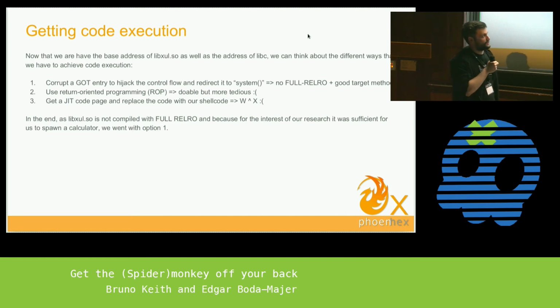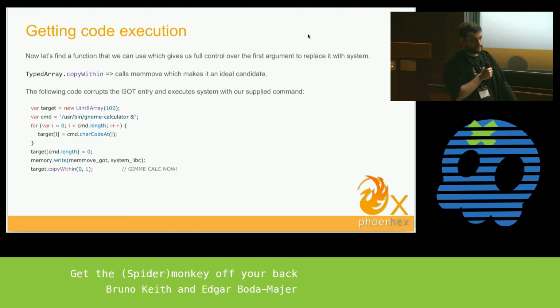So the relocation section needs to not be read-only, which is the case for Firefox actually. And we also need a good target method. So that's the last thing that's left for us to do. The goal now is to call system with a string that we control. For that, we need to find a method that's called inside the JavaScript engine where the first argument is actually a pointer.